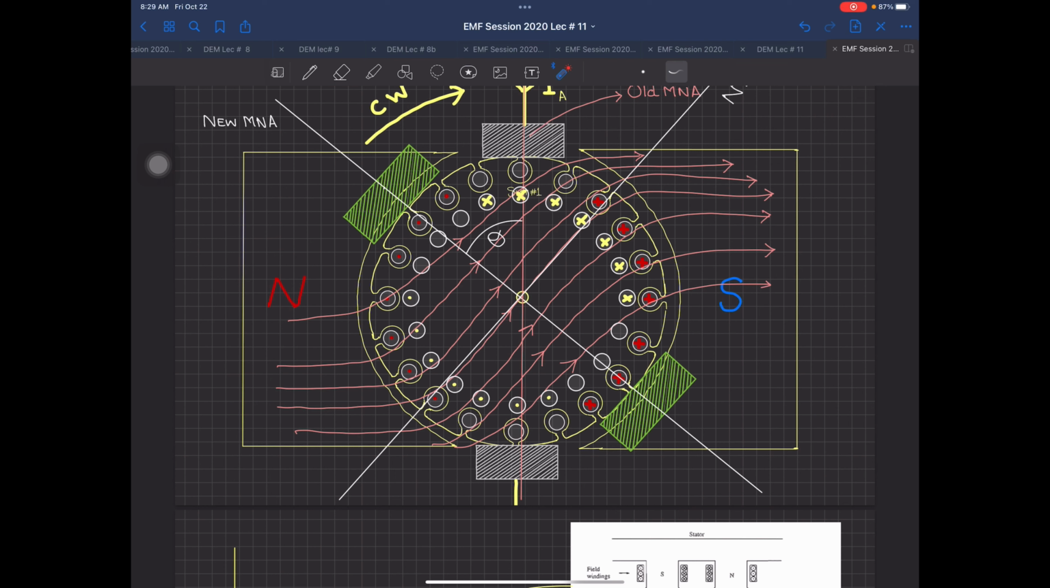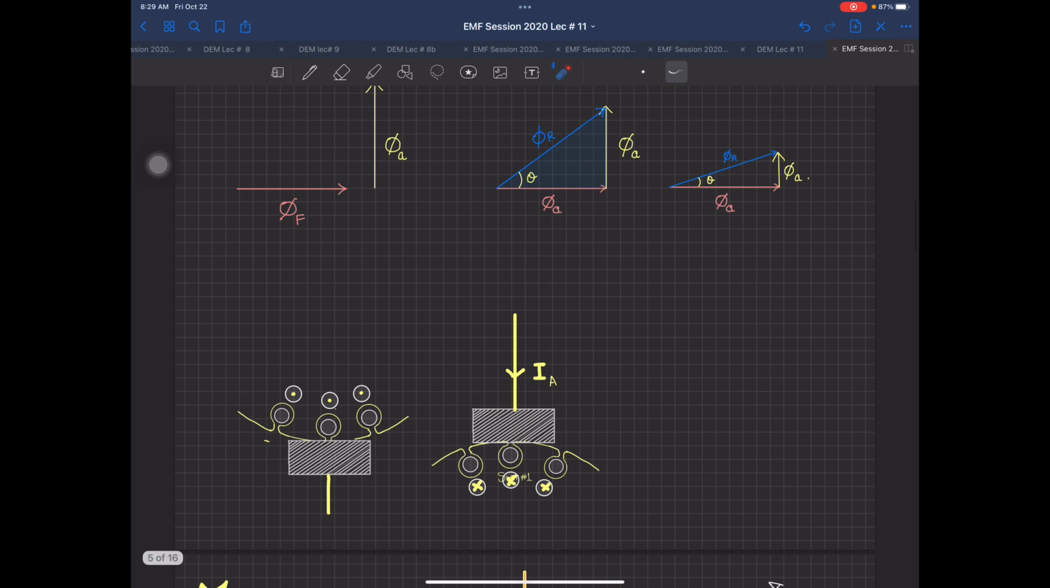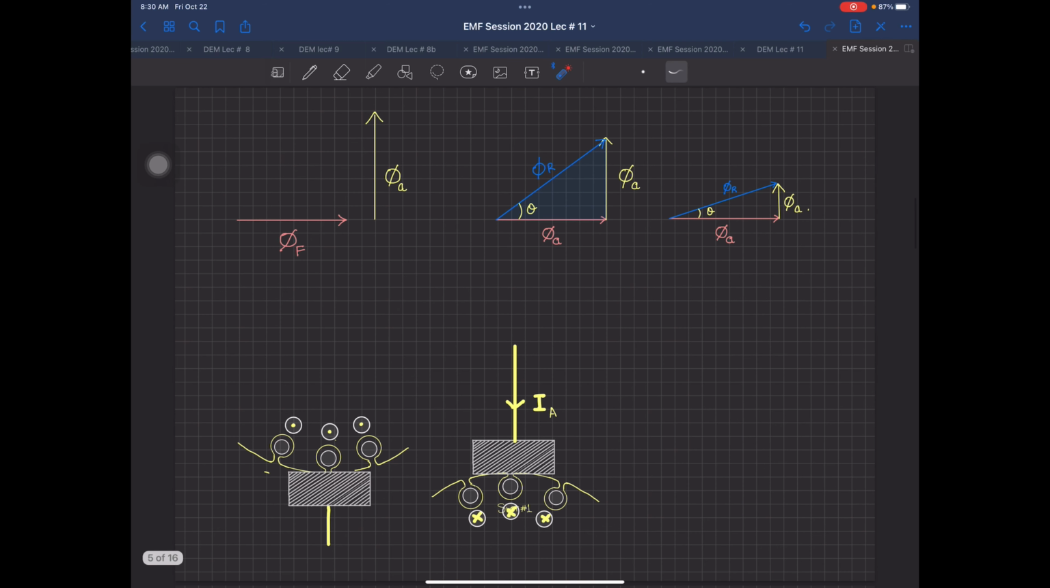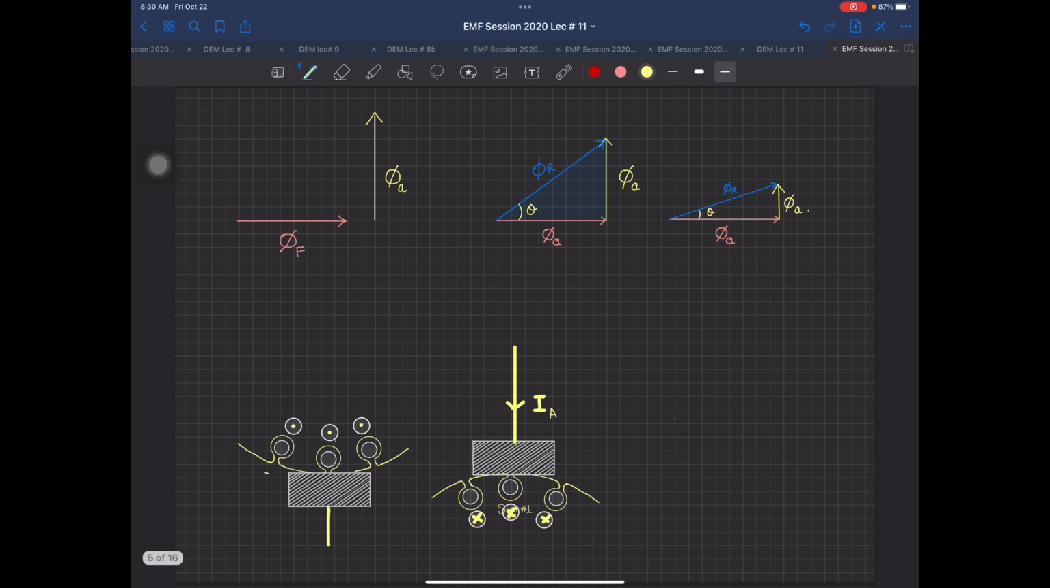Now the direction of phi a is changing. Now what you are seeing over here, that when crosses and dots have a change in direction, what will happen now if you redraw this diagram? Now practically your phi f is flowing like this over here, and now your phi a, let me use another color, is like this, and the resultant is now getting even more tilted.